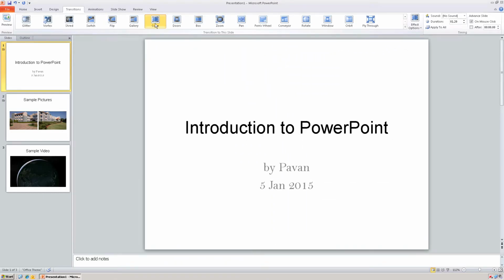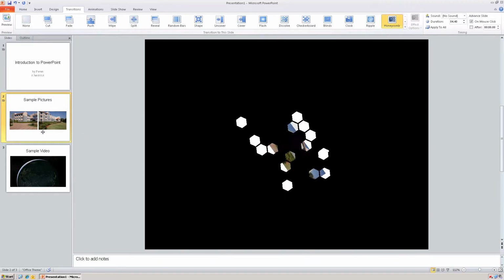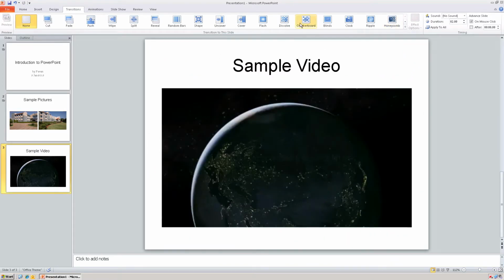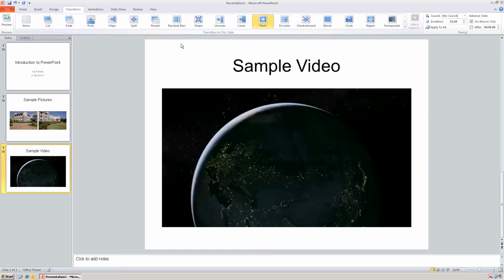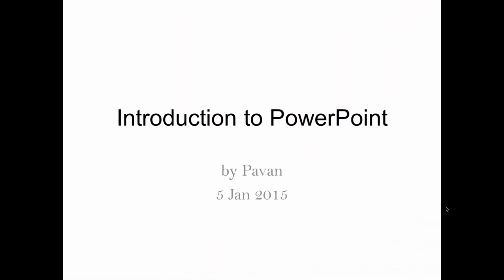Say the cube is a transition that I added to slide number 1, and for slide number 2 I want to add a transition called honeycomb, and for slide number 3 I want to add a transition called, say, flash. Watch what happens. Now when I put this to full screen, look at the transition. It's not boring anymore.